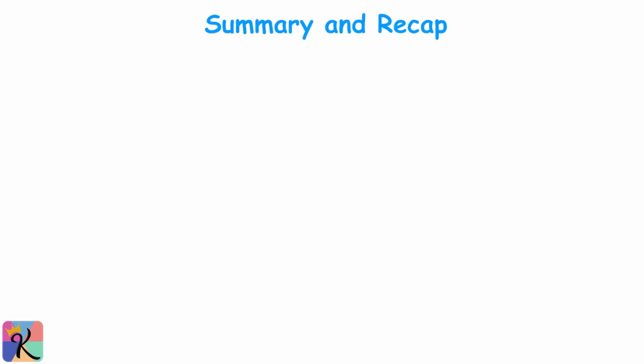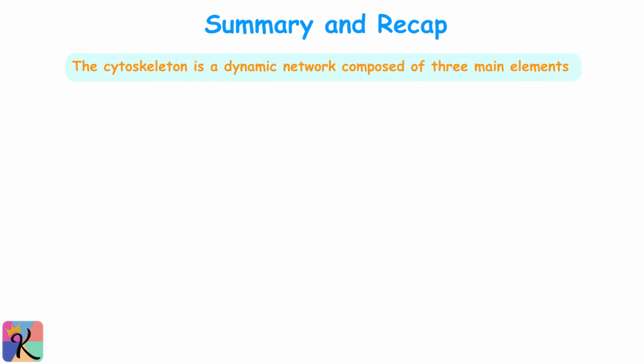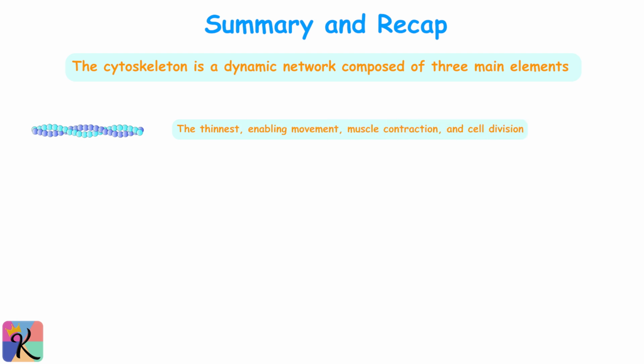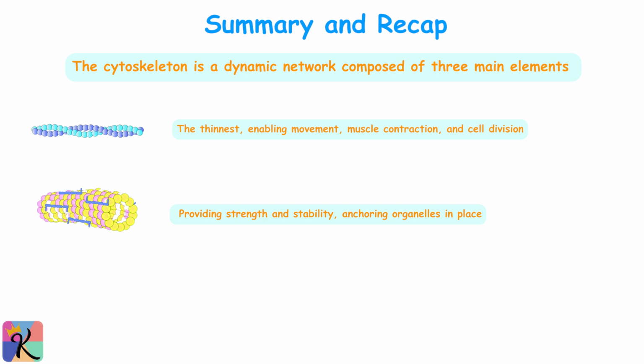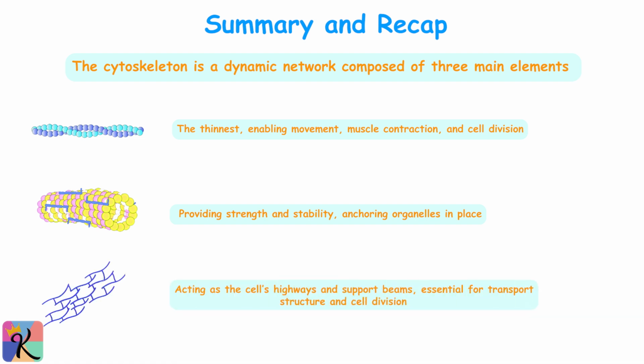Let's quickly recap. The cytoskeleton is a dynamic network composed of three main elements: actin filaments, the thinnest, enabling movement, muscle contraction, and cell division. Intermediate filaments, providing strength and stability, anchoring organelles in place. Microtubules, acting as the cell's highways and support beams, essential for transport, structure, and cell division. Together, they create a highly organized and adaptable framework that keeps our cells functioning at their best.